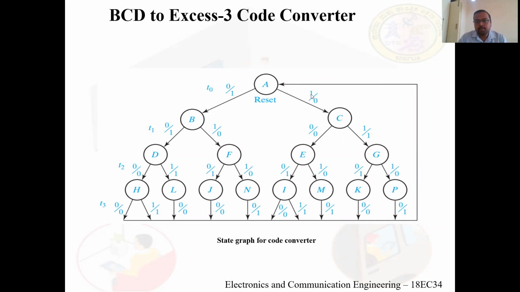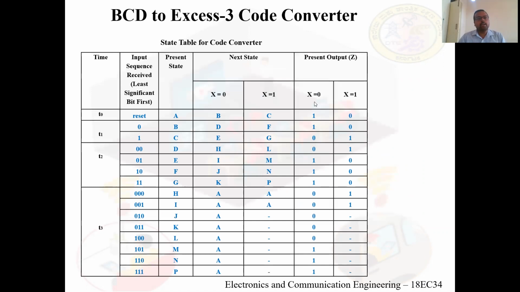When the input X is 1, the output will be 0. So now we can come up with a state table for BCD to excess-3 conversion. Now we have the input sequence received. Here we write it as least significant bit first because we receive the first bit first. We write it T0, T1, T2 and T3.